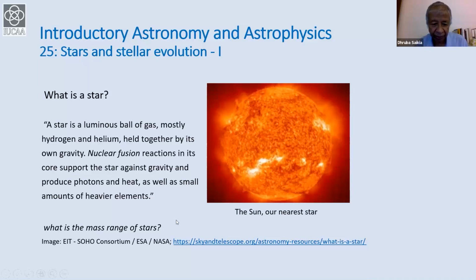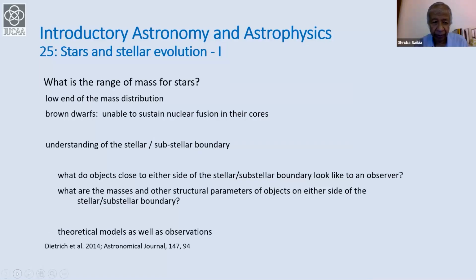First is the mass range, okay? We look at what is the smallest mass, what is the largest mass, and what is it that we call a star. First, we look at the low end of the mass distribution, and stars, gas clouds which collapse and are not able to sustain nuclear reactions, like the proton-proton chain in the center of the sun, they don't become a star, and these objects are referred to as brown dwarfs.